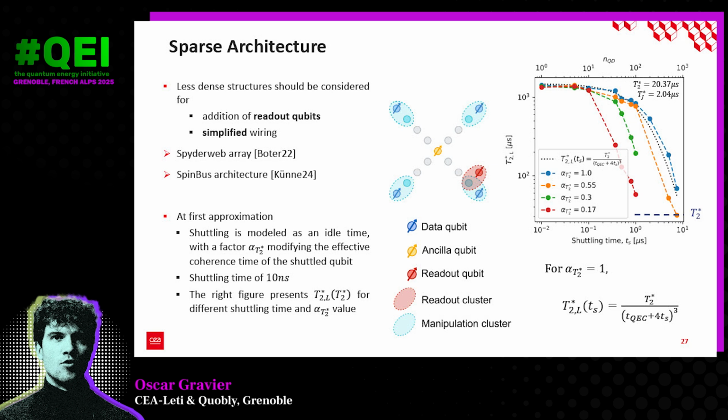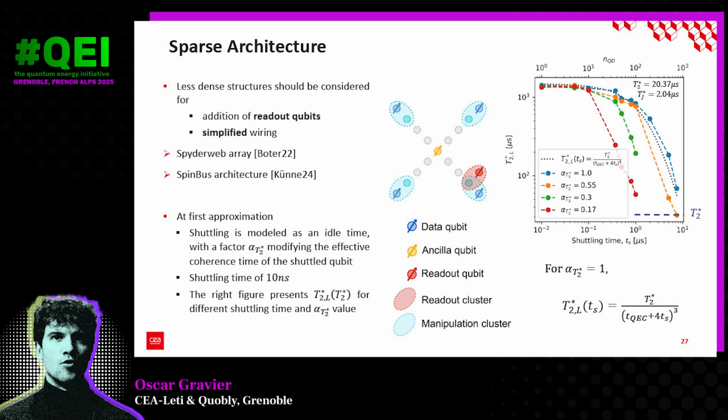A lot of propositions have been made, for example the spider web array and the spin bus architecture in 22 and 24. And in our work, we are considering a structure like this with clusters. Clusters for manipulation, where we have a dedicated wiring for implementing single-qubit and two-qubit gates, and clusters for readout to implement a spin-to-charge conversion and then charge readout.